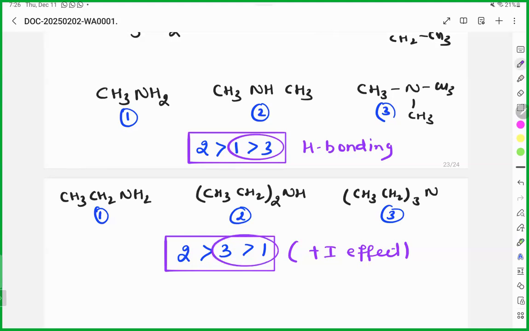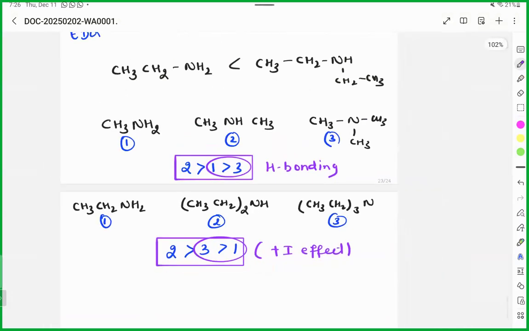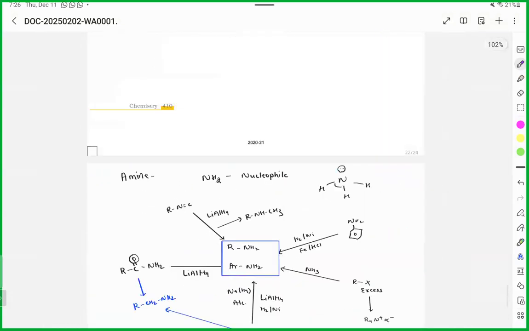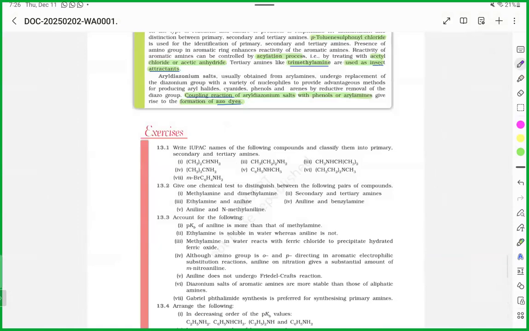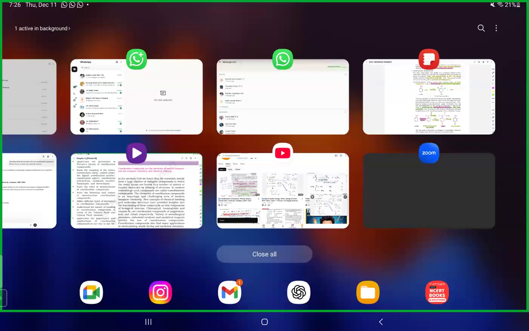Any doubt? Yes, no, sir. Okay. So anybody have a doubt in this? In 2 more classes, I think we will try to finish this chapter.